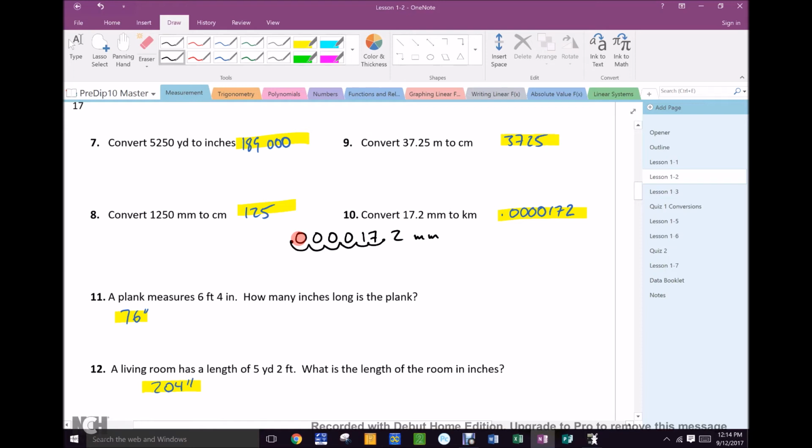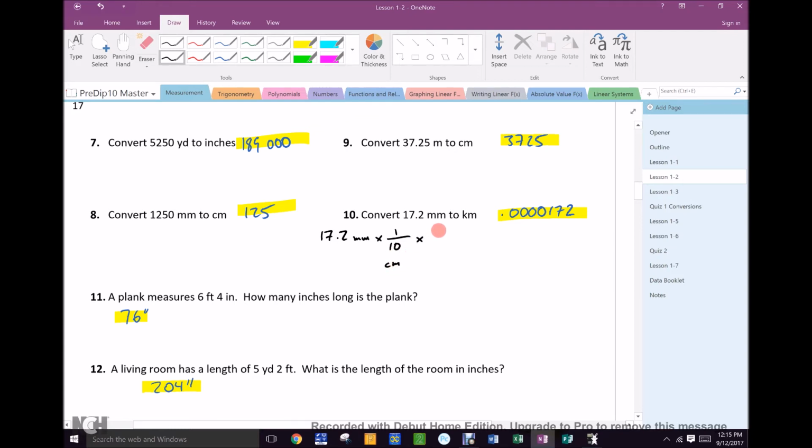But what if you don't remember the prefixes? Will proportionate reasoning work for you? Of course it will. But if you look on your chart, you don't have millimeters to kilometers, do you? But you can go millimeters to centimeters, centimeters to meters, and meters to kilometers. You would just do it 4 times in a row. So you could go 17.2 millimeters, and I want centimeters, so it's 1 over 10, right? And that will take me to centimeters.